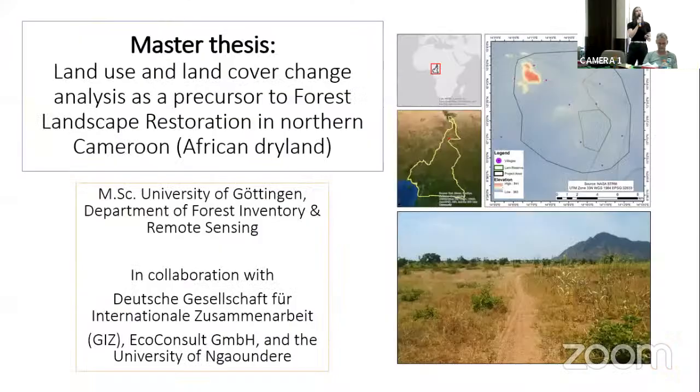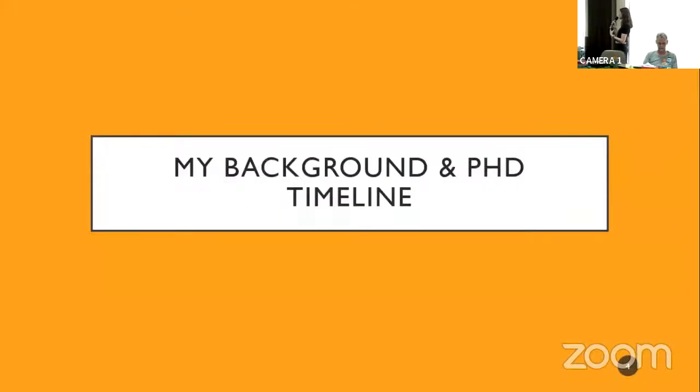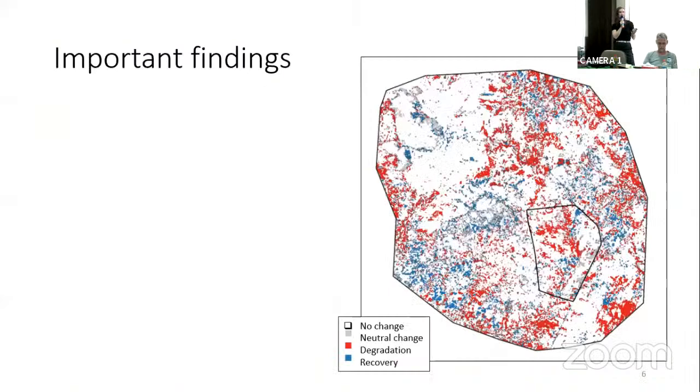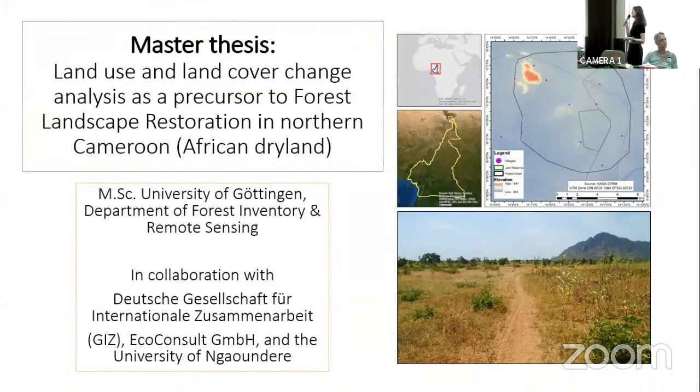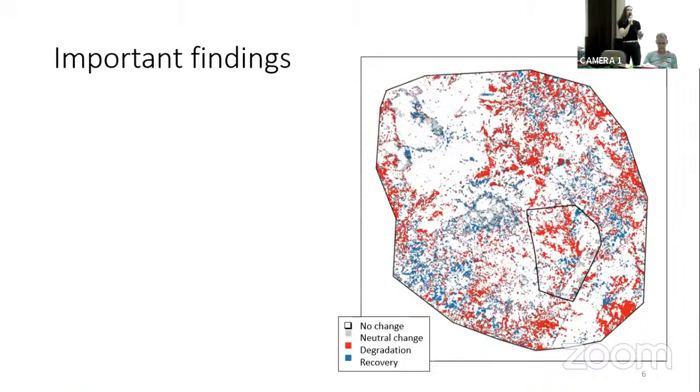All right. So I mentioned that I want to give some background so that you understand what I've done in the past, but also the department. So just a quick highlight. I did my master's thesis with Professor Christoph as my supervisor, with the title of Land Use and Land Cover Change Analysis as a Precursor to Forest and Landscape Restoration in Northern Cameroon. So this is an African dryland. You can see in the picture to the bottom right, this is what the landscape looks like.